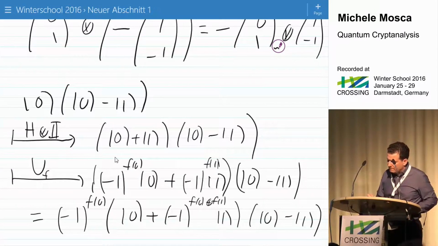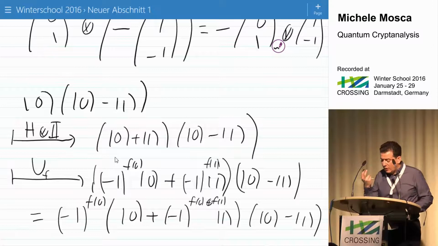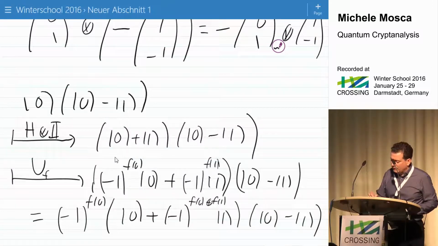So notice, we want to know what f at 0 plus f at 1 is. With one query to f, we're able to create a qubit that's either 0 plus 1 or 0 minus 1. It's 0 plus 1 if f at 0 plus f at 1 is 0. It's 0 minus 1 if f at 0 plus f at 1 is 1. So the function is constant if this qubit is 0 plus 1, and it's not constant if this qubit is 0 minus 1. So how do I tell whether I had 0 plus 1 or 0 minus 1?